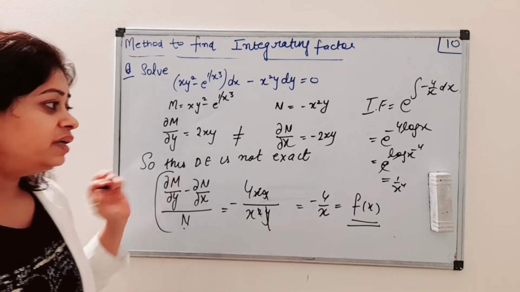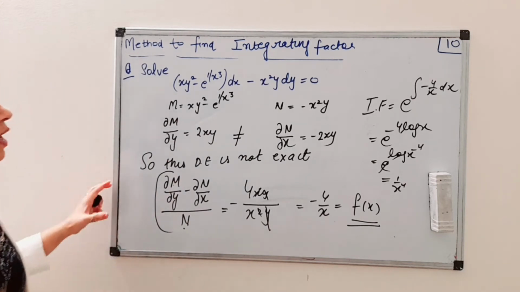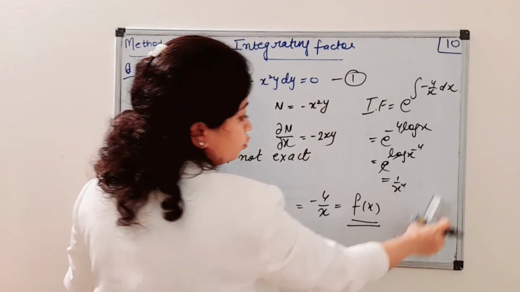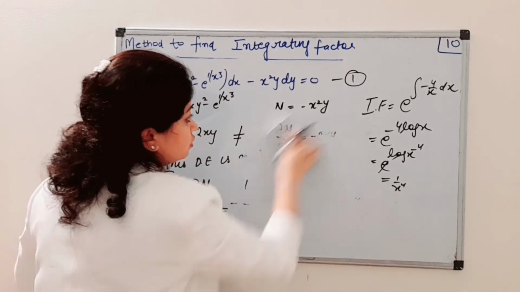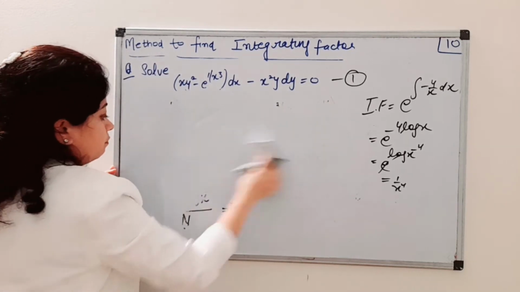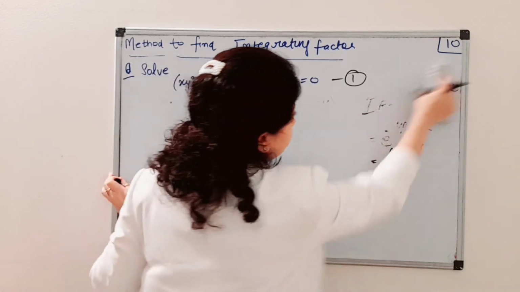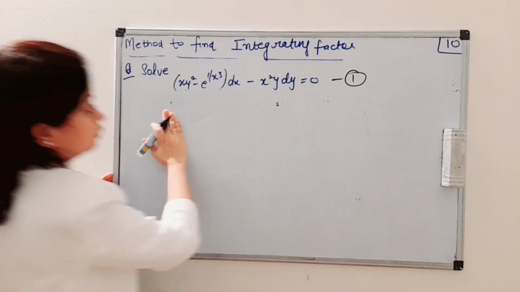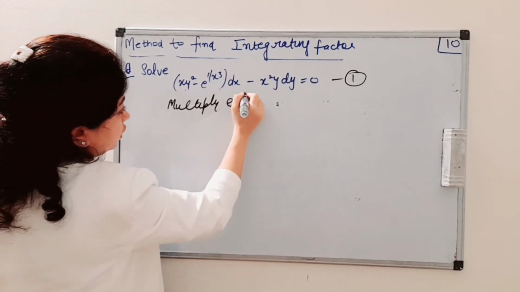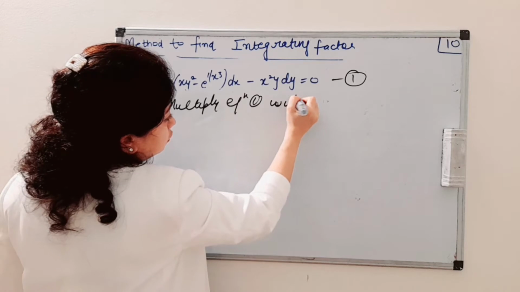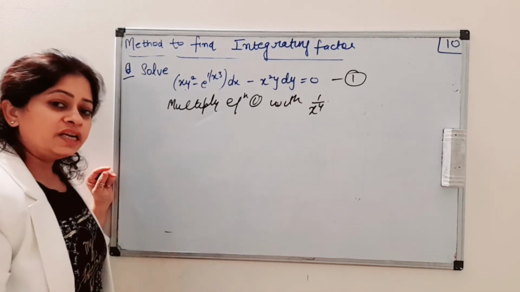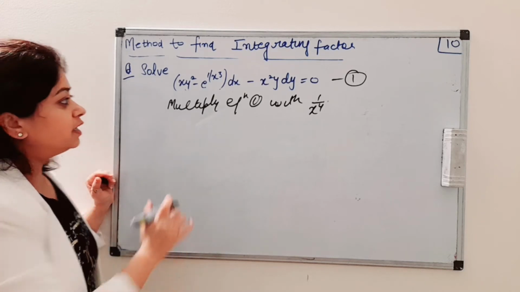Now when we have the integrating factor, what do we do? Multiply the integrating factor with equation number 1. So I am writing this, you can note this. Multiplying equation number 1 with the integrating factor, multiply equation 1 with 1 upon x⁴. Then this differential equation will be an exact differential equation.